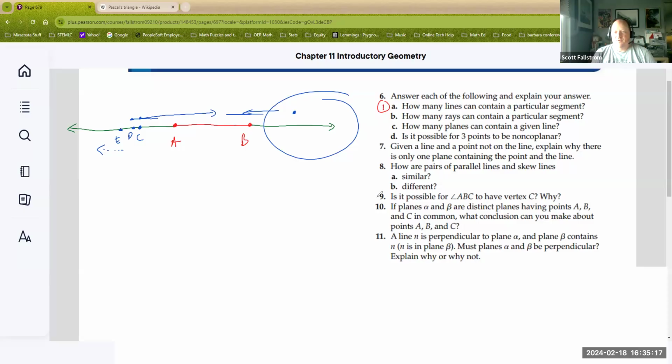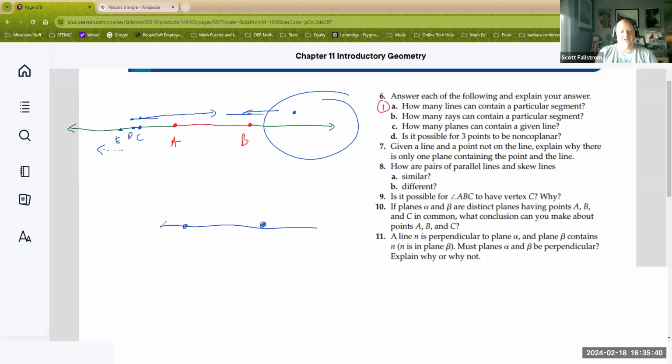And is it possible for 3 points to be non-coplanar? That is a great question. Interesting. That's almost like an always, sometimes, never, right? It really is. Is it possible? And you can say it's always possible, sometimes possible, or never possible. So let's see here. 3 points to be non-coplanar. So again, think about what you're thinking about.